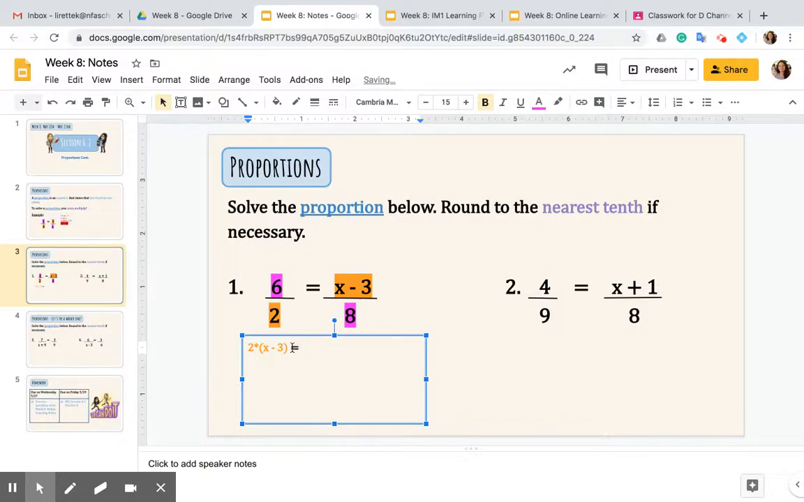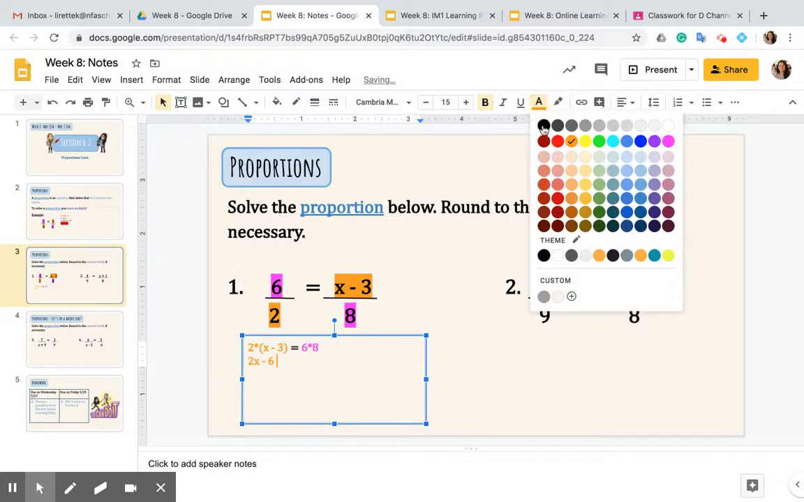But let me go ahead and type my equal sign, and then the other cross product goes on the other side. And that's going to be 6 times 8. So on the side that has the parentheses, I need to use the distributive property. And again, the distributive property says take this number on the outside of the parentheses and multiply it to each of the inside terms. So my first product is going to be 2 times x. Well, that's just 2x. My second product is going to be 2 times negative 3, which is just negative 6.